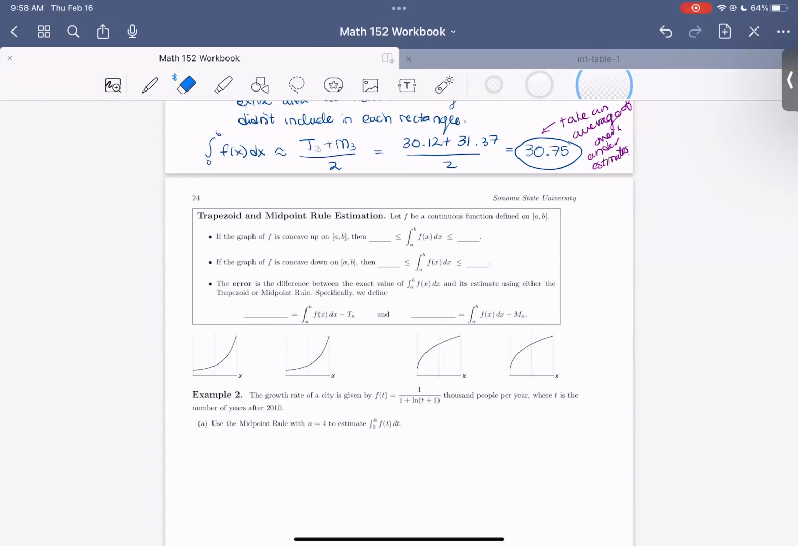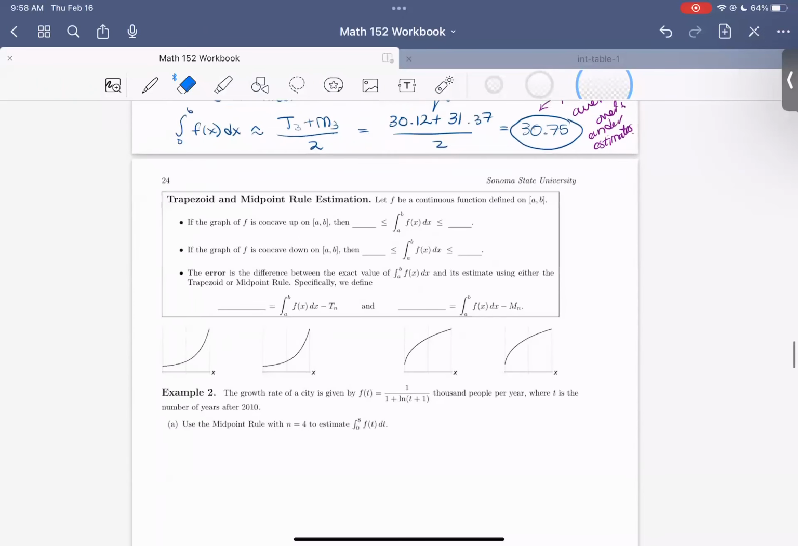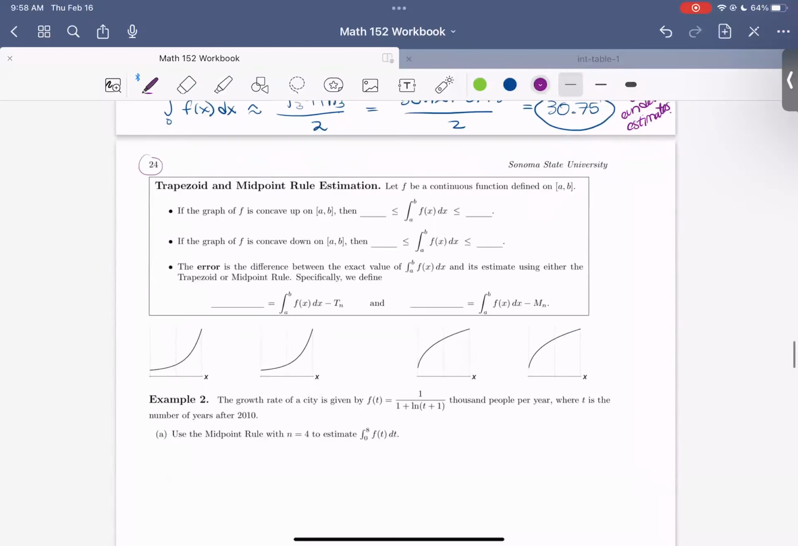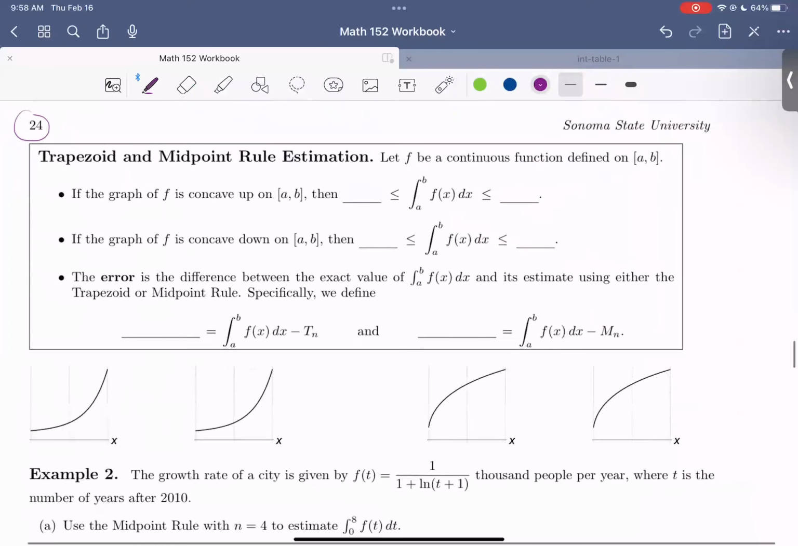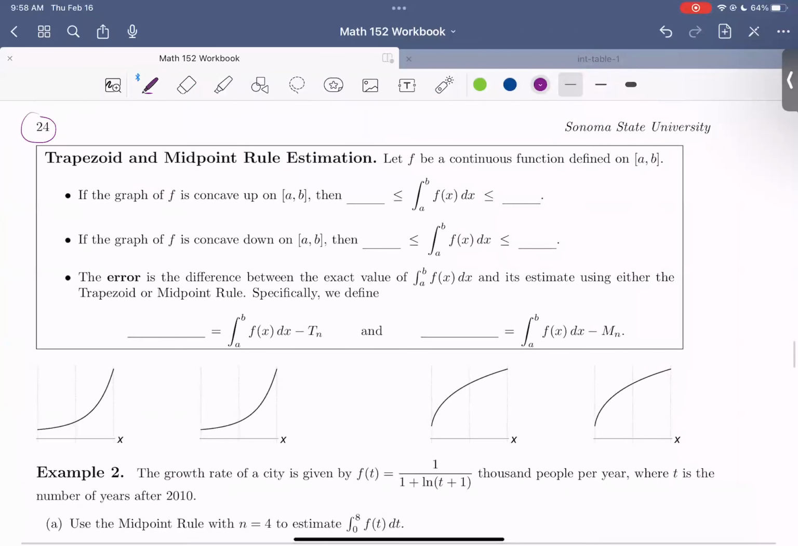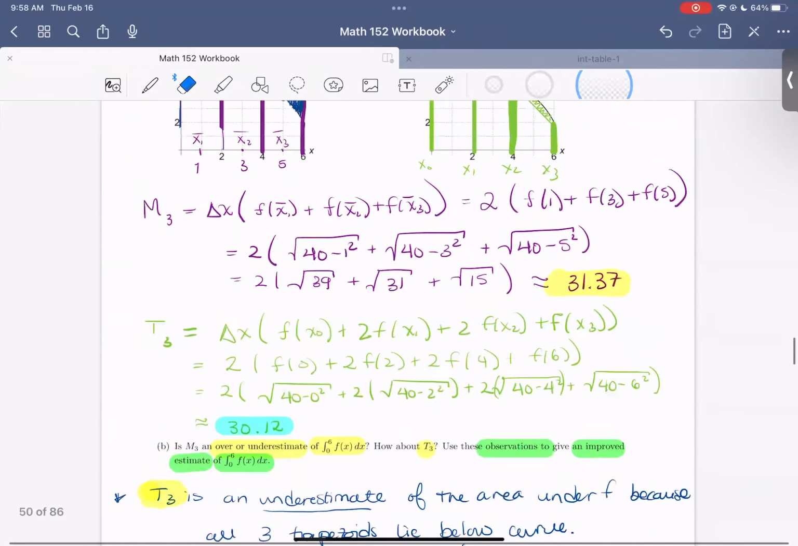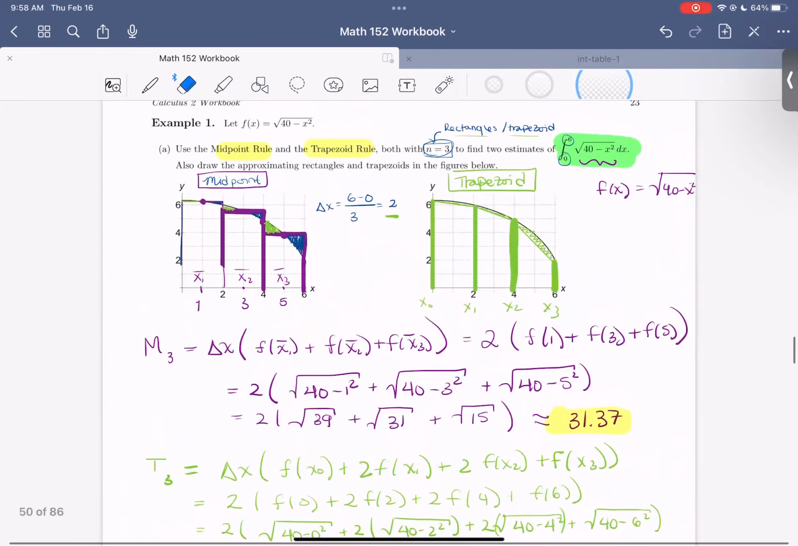Hello, everyone. In this video, we're going to start at the top of the page labeled 24 in our workbook, and look at this box containing the trapezoid and midpoint rule estimations. What we saw in the previous example was practicing using the trapezoid and midpoint rule, but recall that the follow-up, part B, asked us to determine which was an over or underestimate.